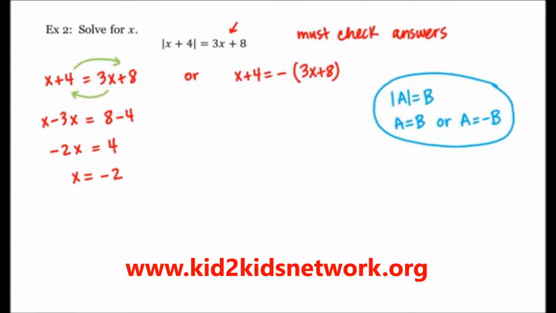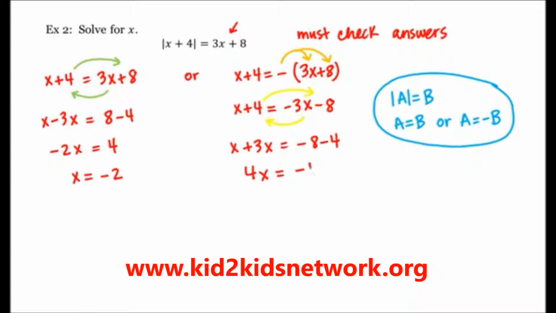And now let's solve the second equation. We'll begin by distributing the negative to both of these two terms. That is, we have x plus 4 is equal to negative 3x minus 8. And now we'll bring the negative 3x to the left and the 4 to the right, which gives us x plus 3x is equal to negative 8 minus 4, or 4x is equal to negative 12. And then dividing both sides by 4, we get x is equal to negative 3.